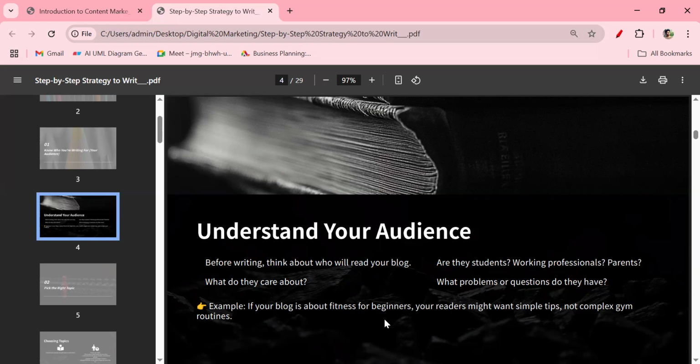Example: if your blog is about fitness for beginners, your reader might want simple tips, not complex gym routines. So simple tips are more useful than complex gym routines because they are beginners. If they are intermediate, then turning complex gym routines into simple ones is a good strategy. But for beginners, simple tips are a good strategy.